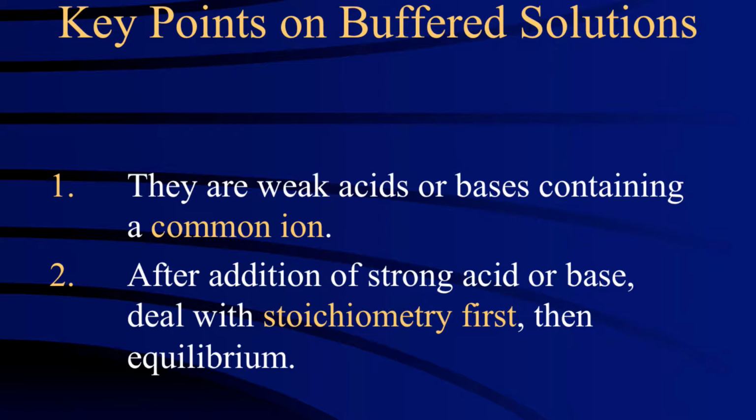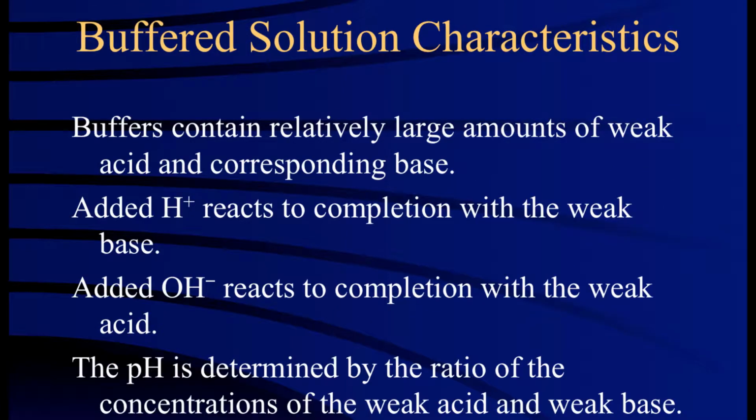The idea of a buffer is you have a little bit of an acid and you have a little bit of a base, and they're centered on some common ion. So it could be hydrofluoric acid and fluoride. That would be a buffer, or acetic acid and acetate. A buffer has to consist of a weak acid and its conjugate, or it could be a weak base and its conjugate. So ammonia and ammonium. That would be an example of a buffer as well.